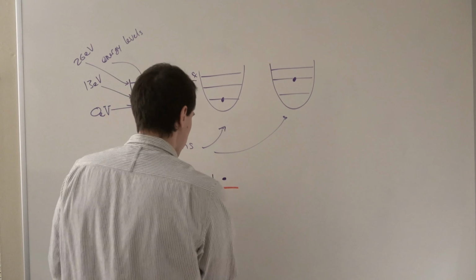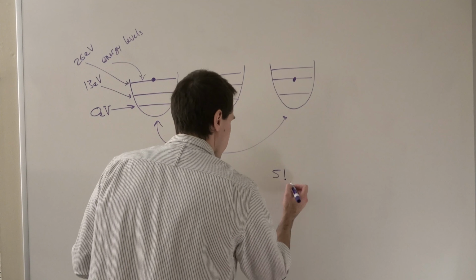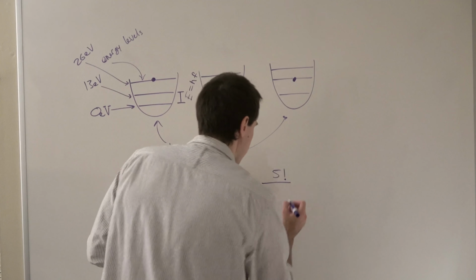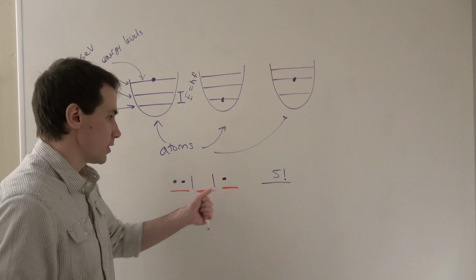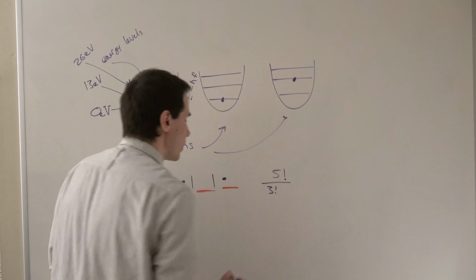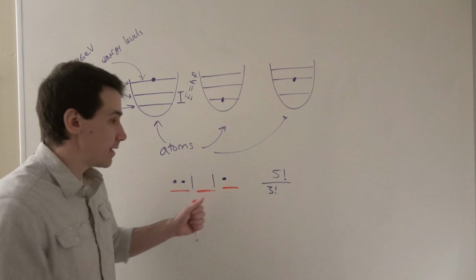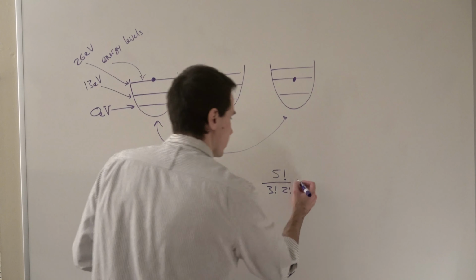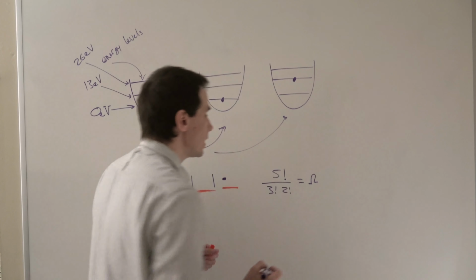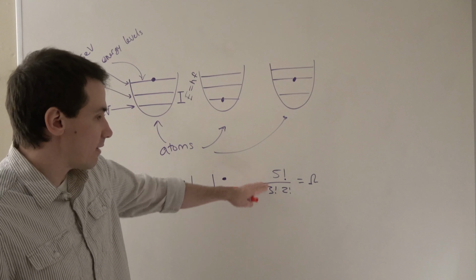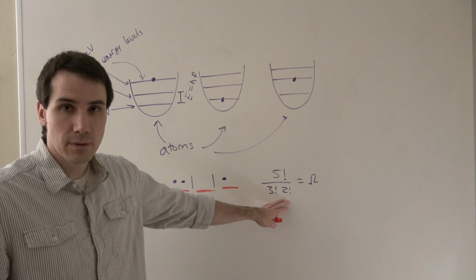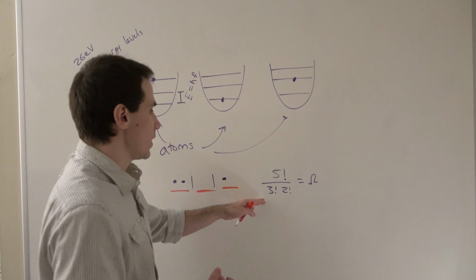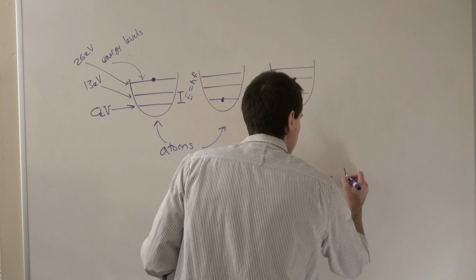And as we found before, this is going to be 5 factorial, right? The number of total items divided by the number of ways of rearranging the dots, which is 3 factorial, and the number of ways of rearranging the lines, which is 2 factorial. So my total multiplicity, which I will call omega, is equal to 5 factorial divided by 3 factorial divided by 2 factorial.